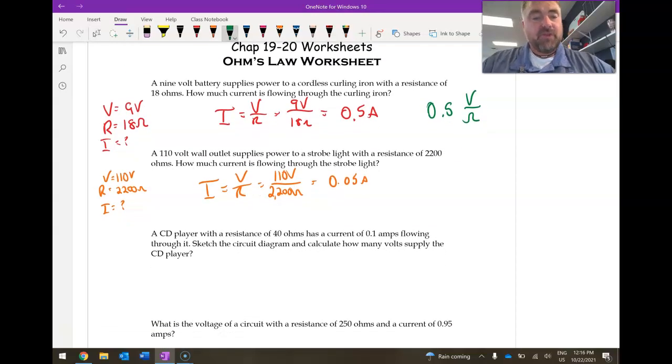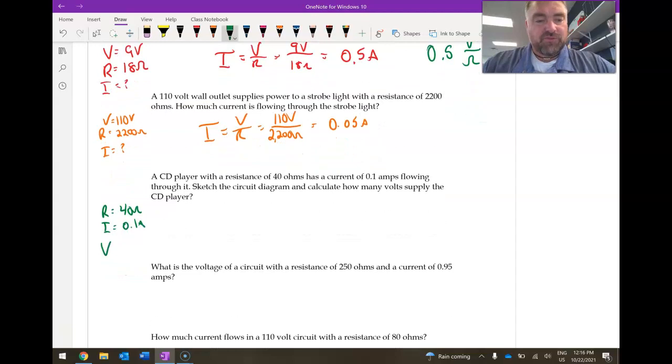We look at the next one. We have a CD player that has a resistance of 40 ohms. So again, we guess: resistance is 40 ohms. It has a current of 0.1 amps, and now we're looking for how much voltage there is. It also asks us to sketch the circuit diagram, so we'll talk about this really briefly. I've got my voltage source. That's what I'm looking for.